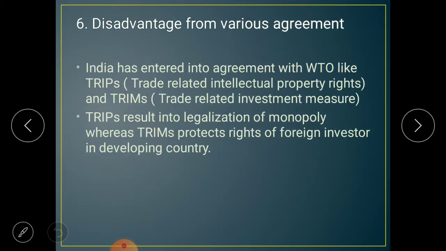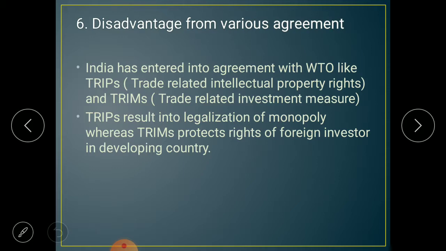Then the sixth effect is disadvantage from various agreements. The title itself says that it is a purely negative impact India has from various agreements. Which kind of agreements? Let us see. India has entered into agreements with the WTO like TRIPS and TRIMS. WTO means World Trade Organization, and TRIPS simply means trade related intellectual property rights. Simply put, patent rights. That kind of law is known as trade related intellectual property rights. Copyrights and patents come under TRIPS.